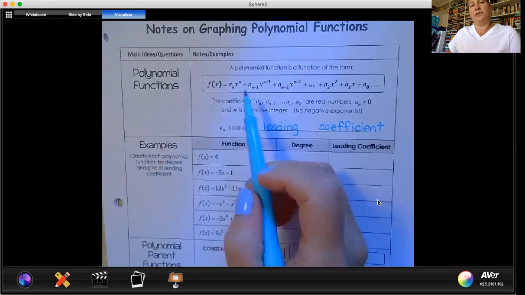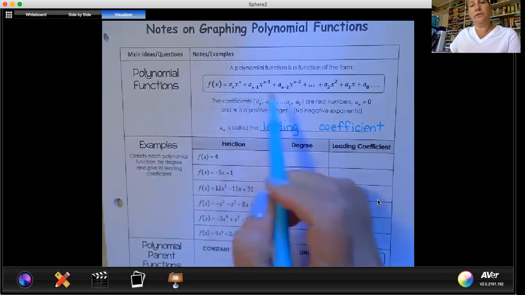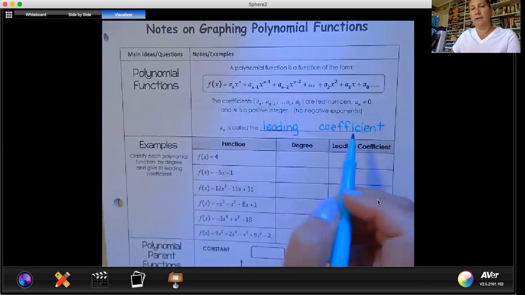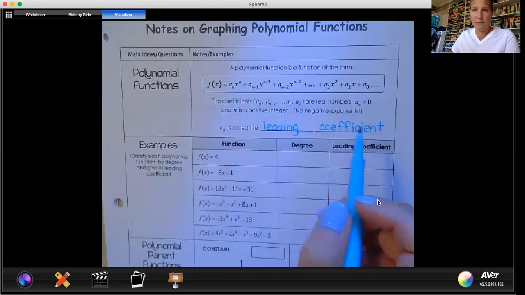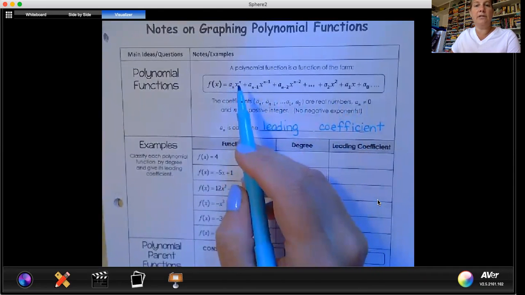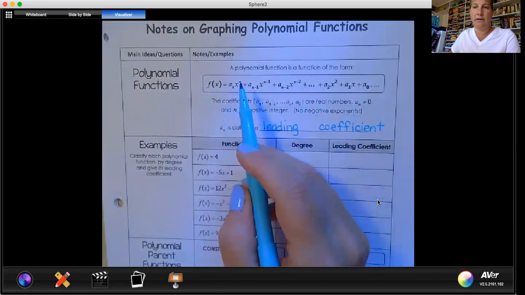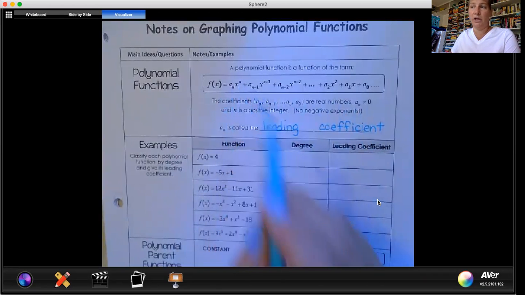So a polynomial function, I know this looks really complicated. We've talked about what a polynomial function looks like. We've talked about what leading coefficients look like. We've talked about what degrees are. So in this case, our degree would be n, and our a sub n would be our leading coefficient, because the highest degree and the leading coefficient go together.